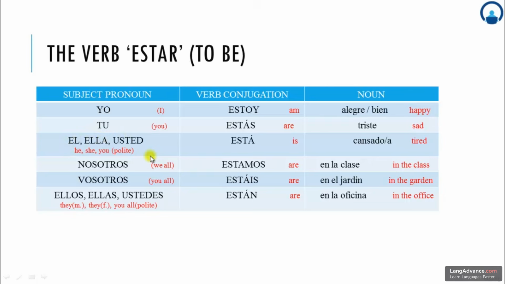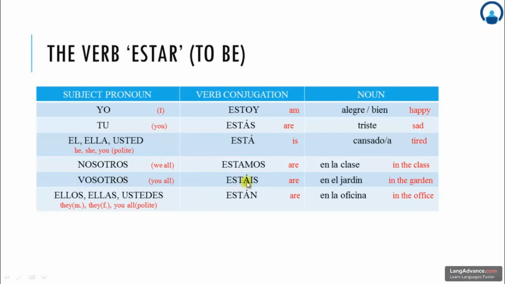Él, ella, usted está cansado or cansada. Cansado means tired. Cansado is for masculine and cansada for feminine. So he or she is tired. Nosotros estamos en la clase. We all are in the class.